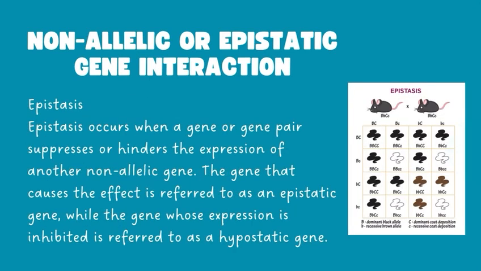And the last one is epistasis. It occurs when a gene or gene pair suppresses or hinders the expression of another non-allelic gene. The gene that causes the effect is referred to as an epistatic gene, while the gene whose expression is inhibited is referred to as a hypostatic gene.